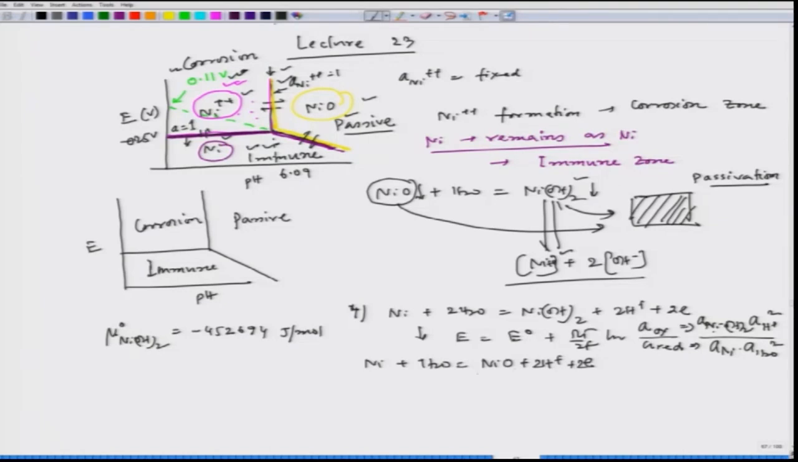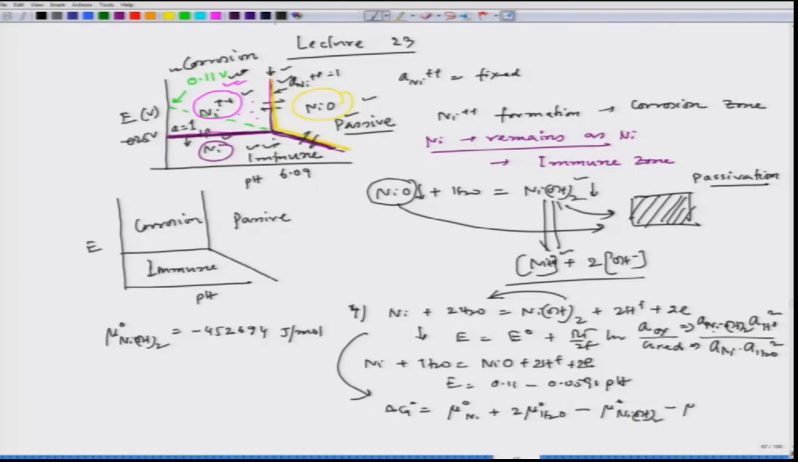What we had for this reaction. So, if we go back, you will see that this value would be 0.11 minus 0.0591 pH. Here also you will get the same value. Let us do that calculation. So, that time delta G0 would be, because we have to consider this way, we have to write ox plus e equal to red: mu0 Ni plus 2 mu0 H2O minus mu0 Ni(OH)2 minus mu0 H plus, and 2 electrons are involved.